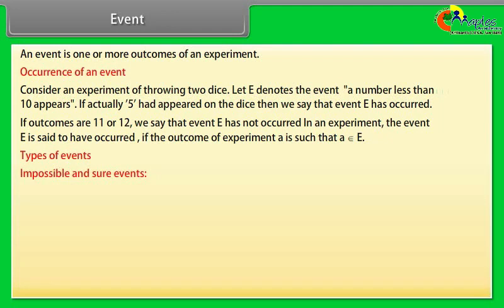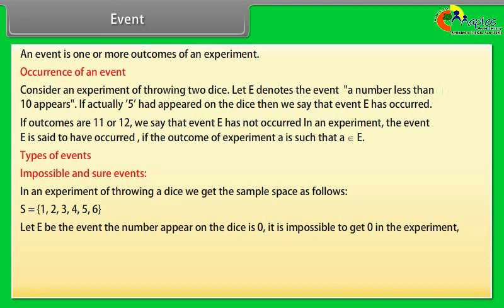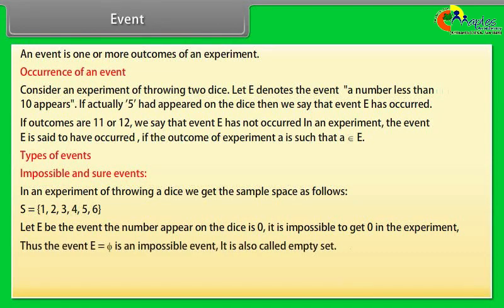Types of events. Impossible and sure events. To understand it, let's take an example. In an experiment of throwing a dice, we get the sample space as follows. S is equal to {1, 2, 3, 4, 5, 6}. Let E be the event the number appearing on the dice is 0. It is impossible to get 0 in the experiment. Thus, the event E is equal to phi is an impossible event. It is also called empty set.